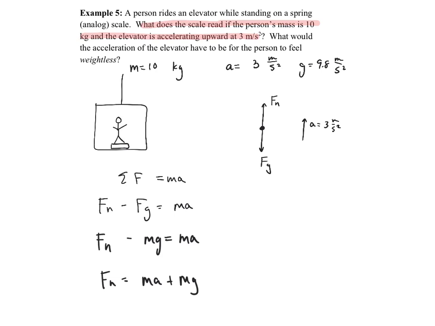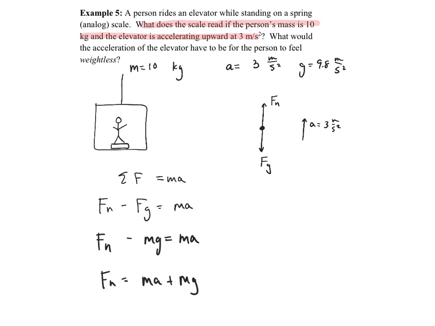Forget the numbers for a second. Just look at the actual algebra. Here's what this says, and take a look at the wording. You can write this down yourself if it helps. Fn, also known as the scale reading, is equivalent to your weight, mg, plus mass times acceleration. So just like Morrow said, when you accelerate upward, you feel heavier.